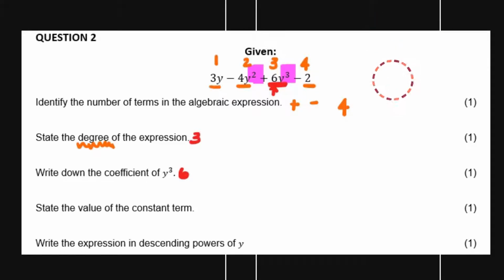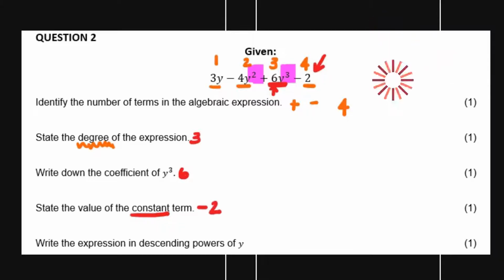The next question then says, state the value of the constant term. Remember, a constant is something that cannot change, and it is the term within the expression that has no variables or letters with it. When we look at the 4 terms, we see that in the 4th term, there are no variables with the negative 2. The number is negative here, and therefore we say that the constant term would be negative 2 within this algebraic expression.